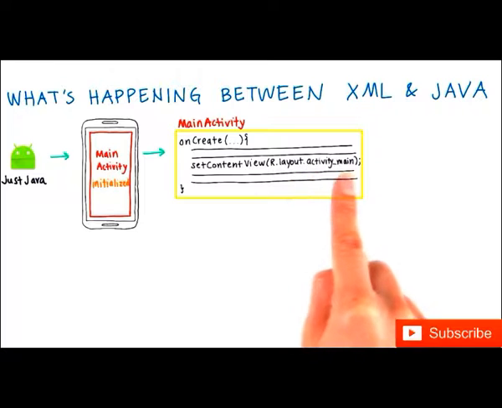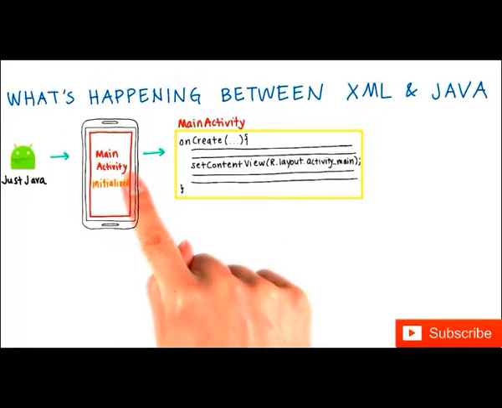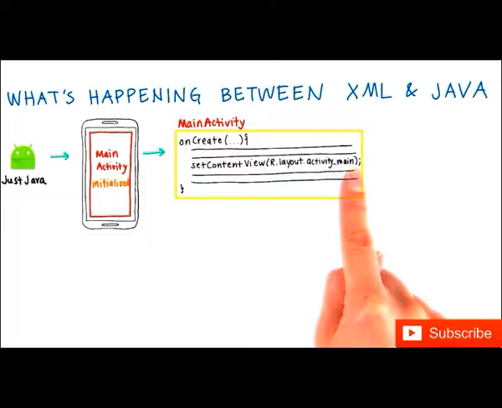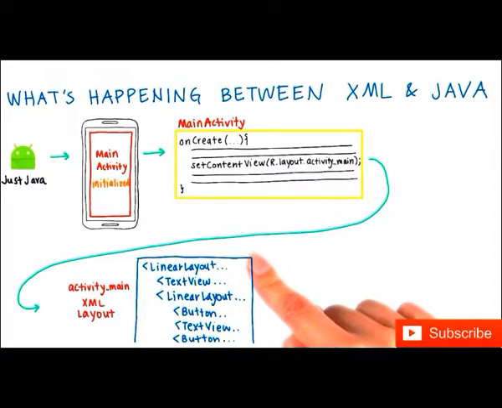It's R.layout.activity_main. This means that the content view of the activity should be set to the layout as specified in the activity_main XML file. This is a method call, and the input parameter is this resource ID. Once you set the layout that you're going to use for the content view, then the Android device can go ahead and start parsing this XML layout file.